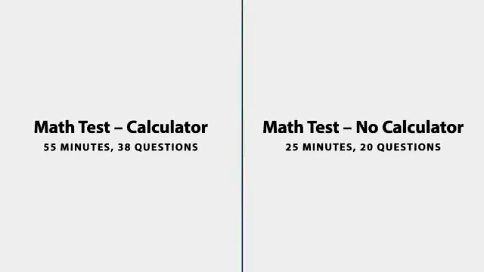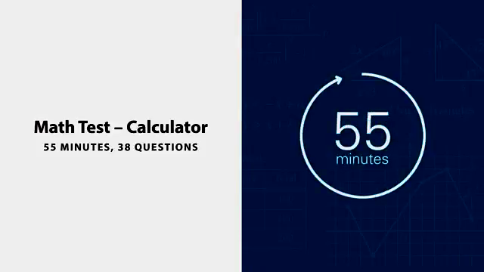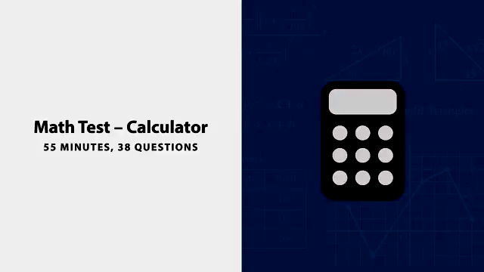The math test has two portions. In the first, you are given 55 minutes to complete 38 questions, and calculators are permitted. This portion includes questions that involve more complex calculations, so using a calculator might allow you to work more efficiently. Some questions, however, might be easier to solve without a calculator, so it will be up to you to decide whether or not to use one.